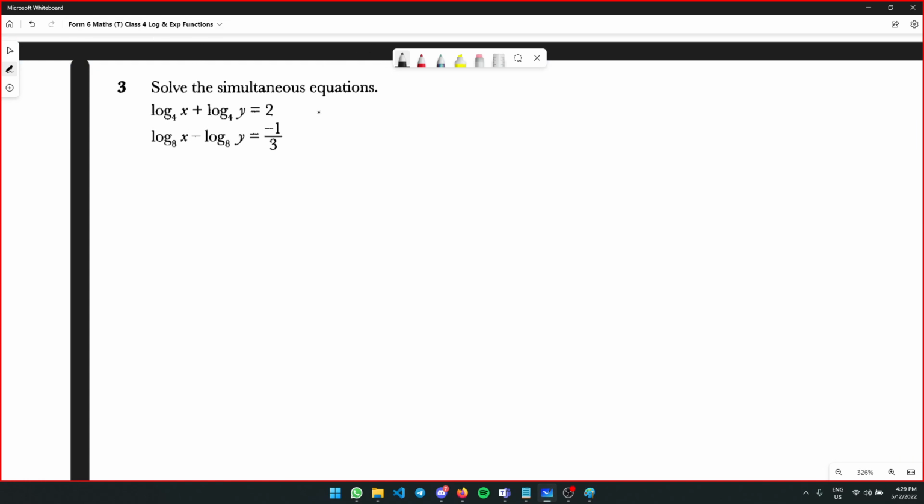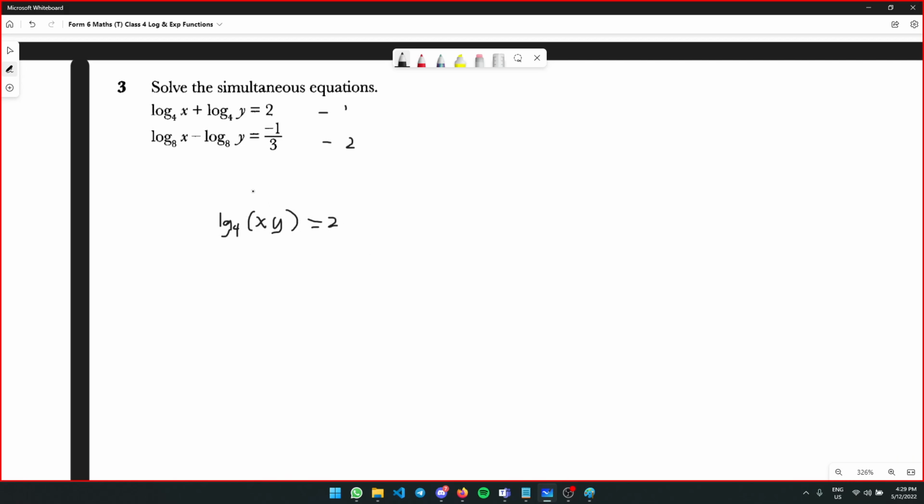This is equation 1. This is equation 2. Since it's addition, you can put the logs together. I'll write it in short form, lg 4. Actually, put this as xy equals 2.